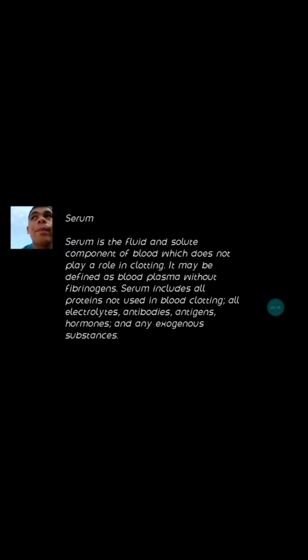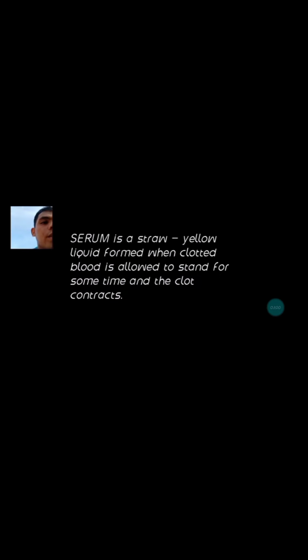Serum. Serum is the fluid and solute component of blood which does not play a role in clotting. It may be defined as blood plasma without fibrinogen. Serum includes all proteins not used in blood clotting, all electrolytes, antibodies, antigens, hormones, and any exogenous substance. Serum is a straw yellow liquid formed when clotted blood is allowed to stand for some time and the clot contracts.